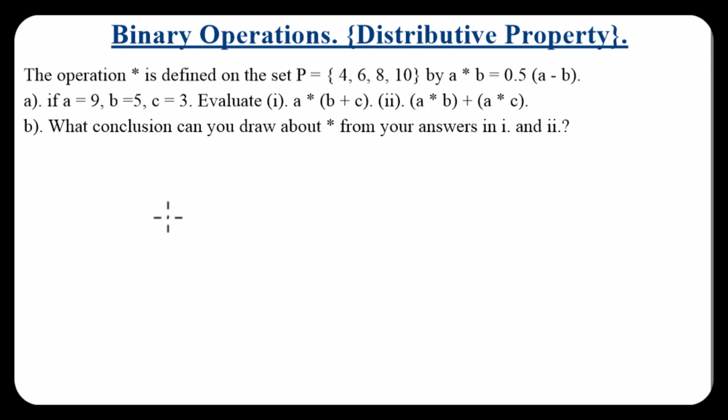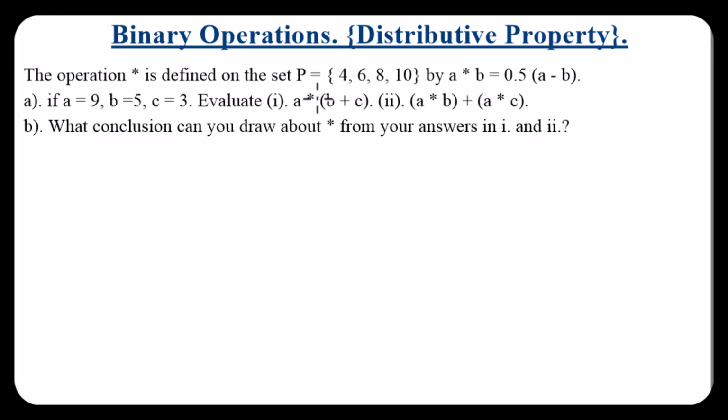All right, now the conclusions we want to draw, you can say that from the starting point, we can note that only one operation is defined, that is star. The other operator we have here, addition, we already know what to do. So anywhere we see addition, it is simply to add the numbers together. Now, secondly, we are given the set P, so the members of set P are 4, 6, 8, and 10.